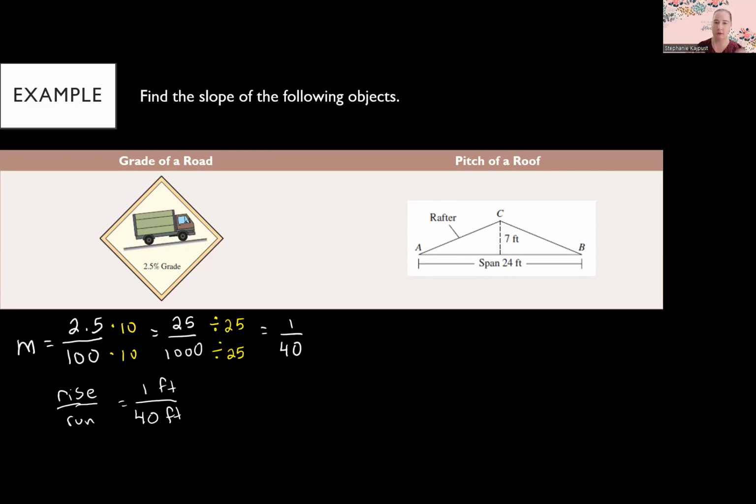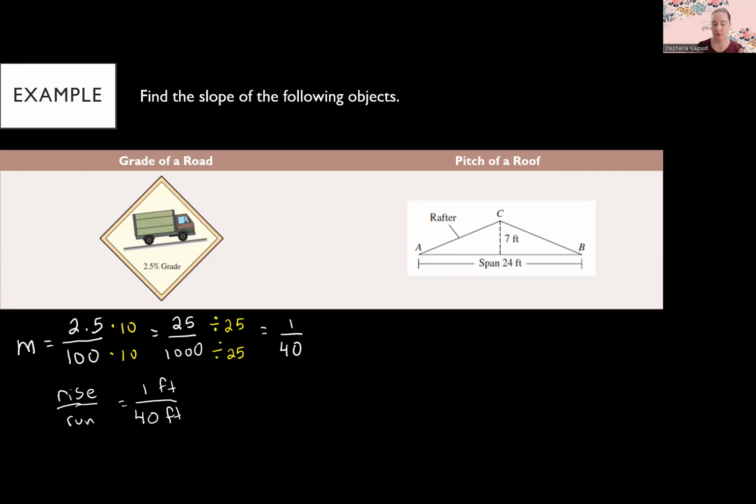So you can always convert your grade of a road to put this in context of how many feet are we going over a specific distance. But you would have to first convert your percent to the fraction form of the percent. Then you have to reduce that fraction, and that gives you context here that you're rising 1 foot over a distance of 40 feet. So that's grade of a road.